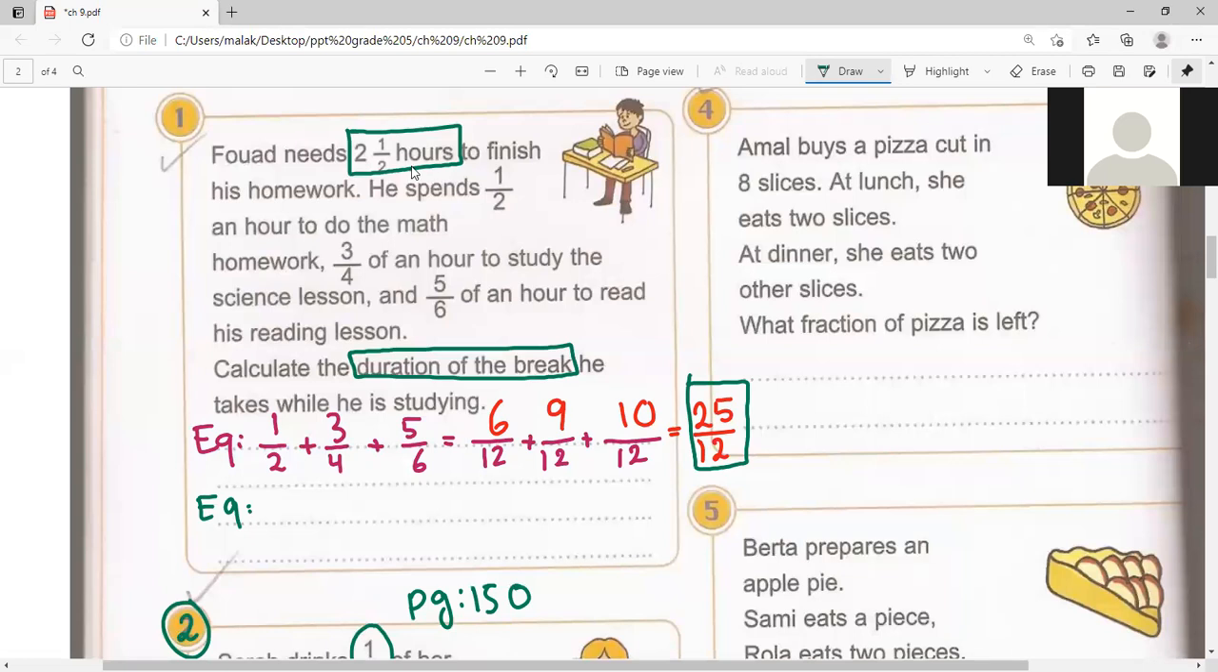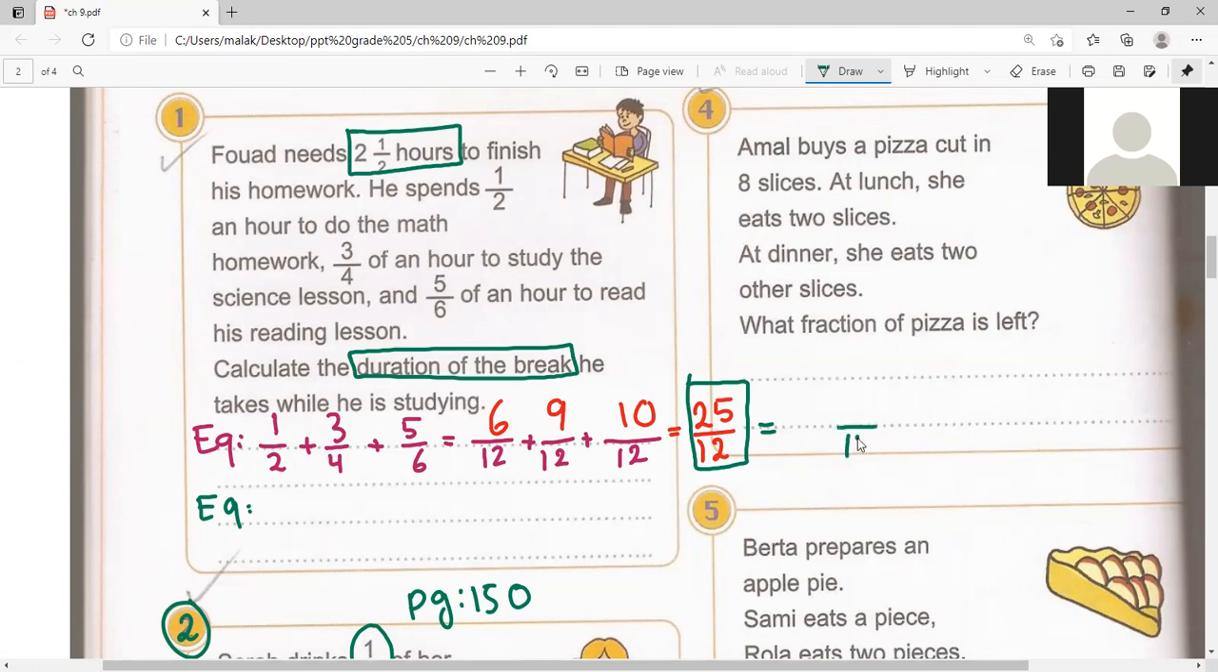The total is 2.5. He took 25 over 12. We do minus. You have to subtract. Do you know how to change 25 over 12 to a mixed number?